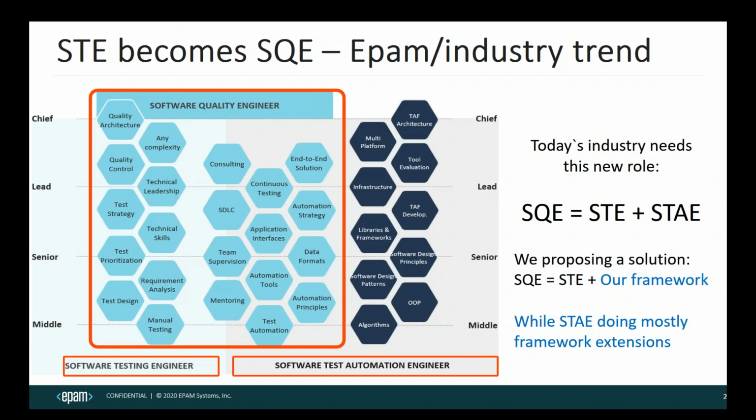And now we can suggest an option to EPAM to obtain and easily train such specialists. This option is our AWN framework, which is a tool for a software testing engineer to create and execute automation tests, and like becoming a software quality engineer by doing that.